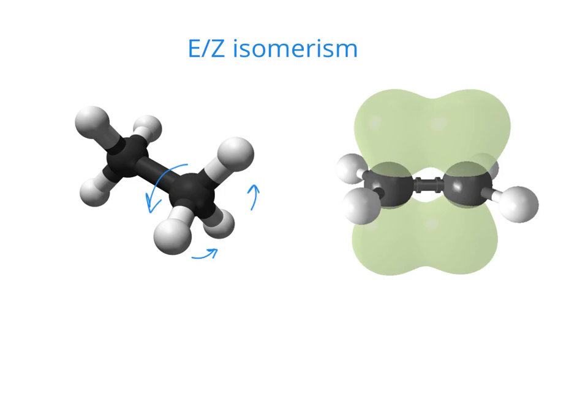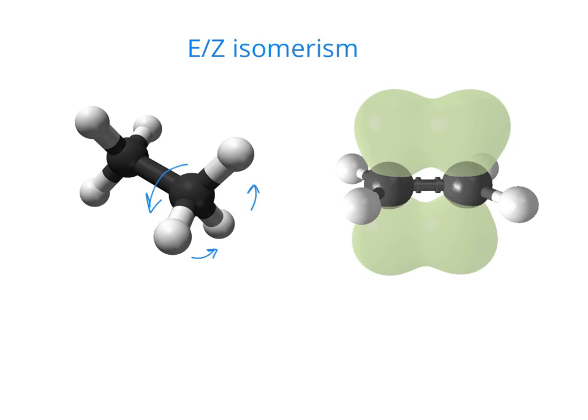That can't happen in a molecule of ethene. So this hydrogen cannot flip and end up over there independently of these two. So the only thing I can do with ethene is rotate the entire molecule. So this group will always be opposite this group unless I break bonds and make a new molecule, which is what isomerism is all about.